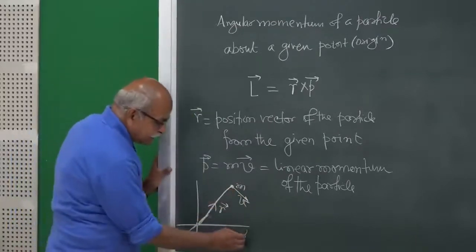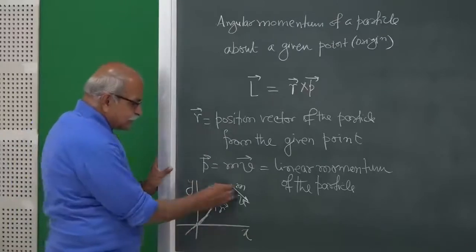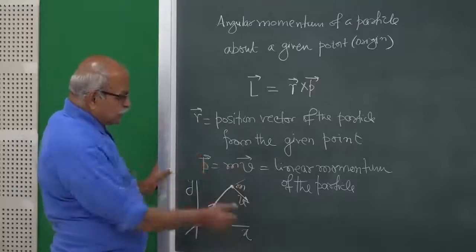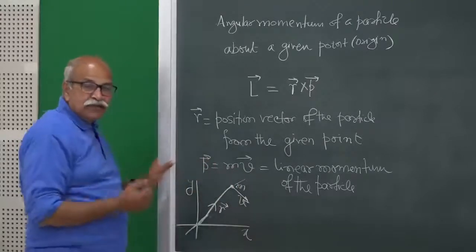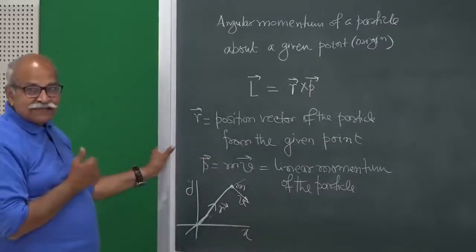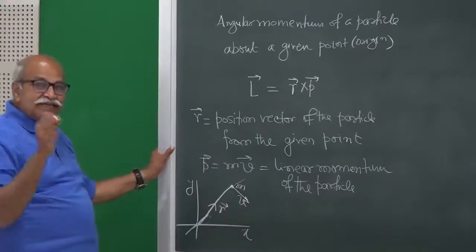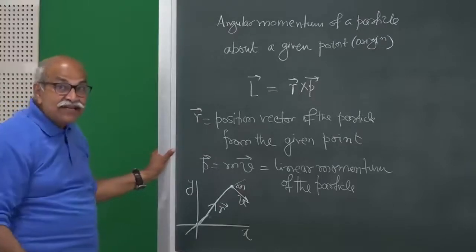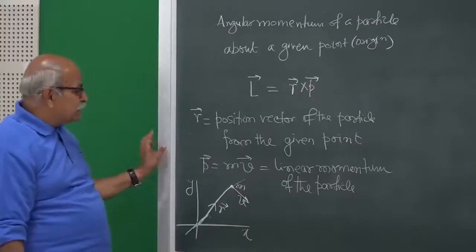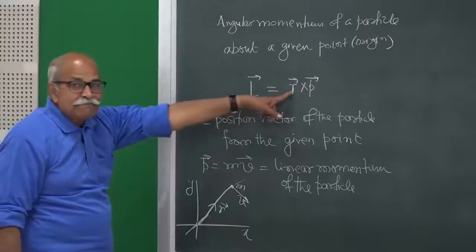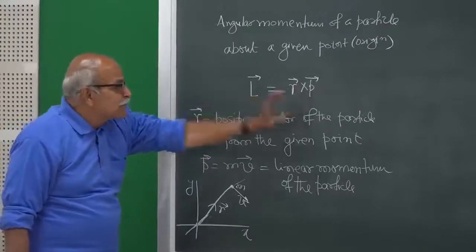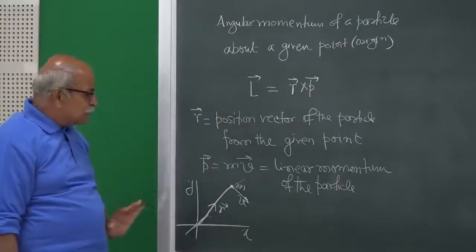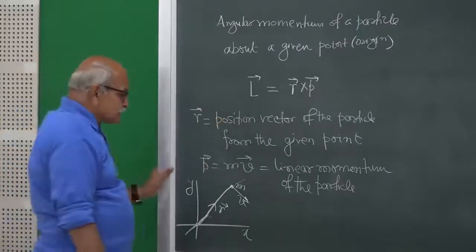In this diagram, if this is the x axis, this is the y axis, then this r cross p, p will be in this direction, going into the board, the minus z direction. So, angular momentum is a vector quantity, it has a magnitude and a direction, and the direction is perpendicular to this r vector and perpendicular to this linear momentum vector. So, that is angular momentum defined about that particular point.